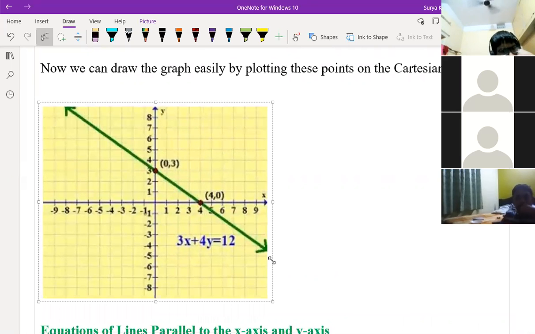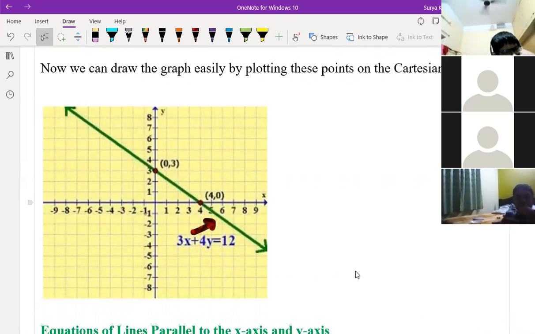Yes, sir. So this is the graph for 3x plus 4y is equal to 12, and this is very important: 4 comma 0 is a point, and this is 0 comma 3. All of you get the same answer, children? Yes, sir.